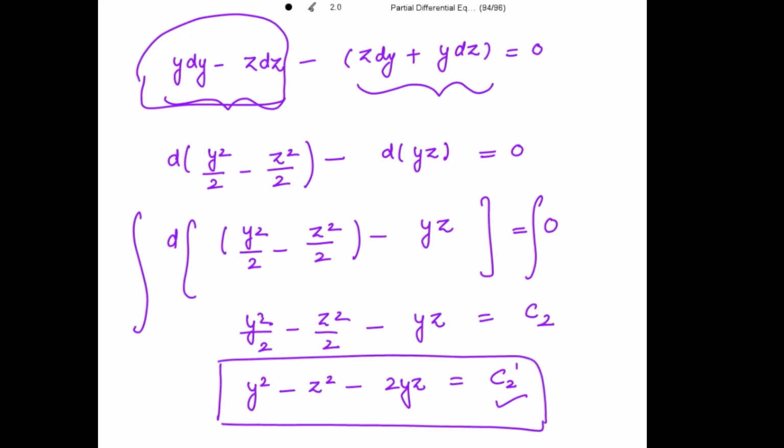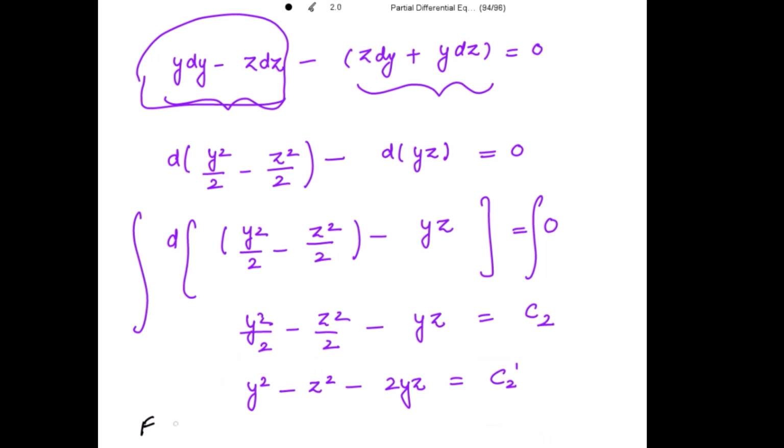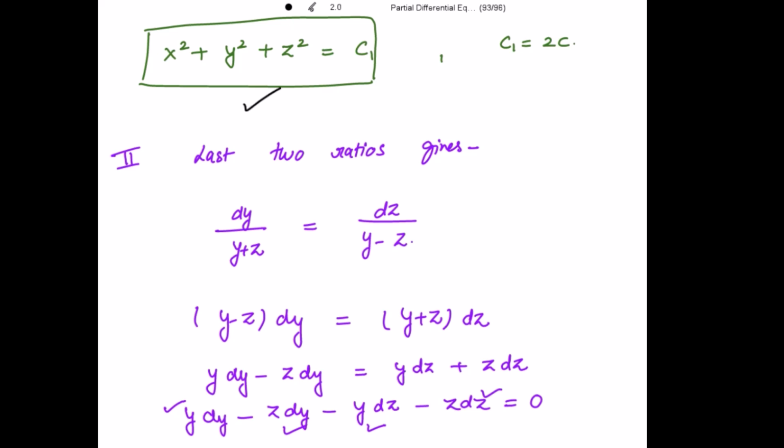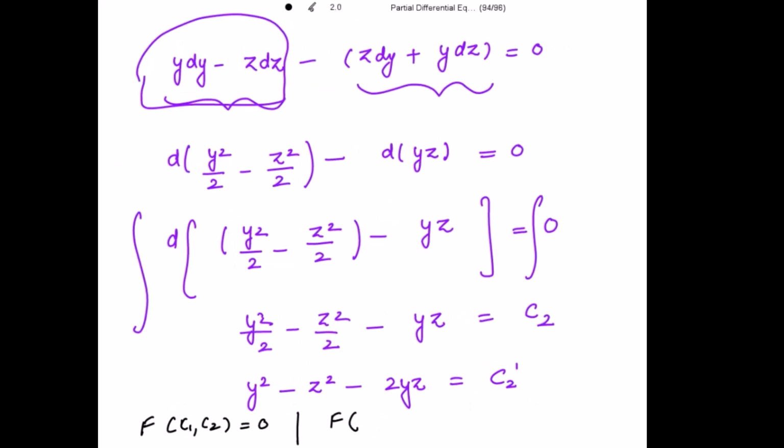And now writing the final solution, that is f of c1, c2 equal to 0. What is c1? It is x square plus y square plus z square, right? And c2 dash is y square minus z square minus 2yz. This is the required solution. Let's move on to the next differential equation.